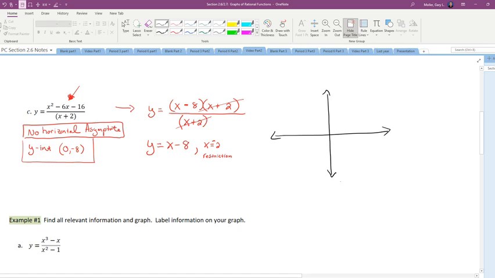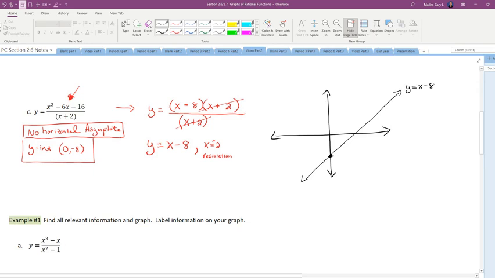All right, so what have I learned? No horizontal asymptote. There is no vertical asymptote. In fact, I am just going to graph the line y equals x minus 8. Notice it has a y-intercept of negative 8, just like this does. So I'm going to come down to negative 8, and I'm going to have a slope of 1. And so I have a graph that looks like this. This is the graph of y equals x minus 8.